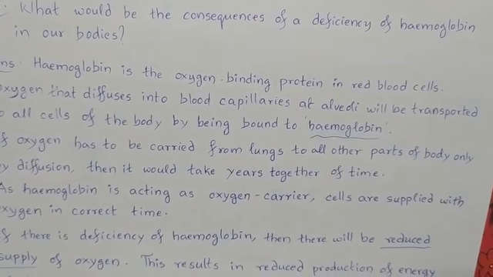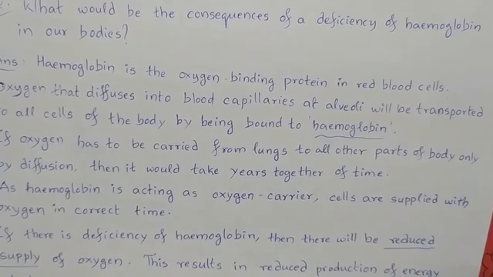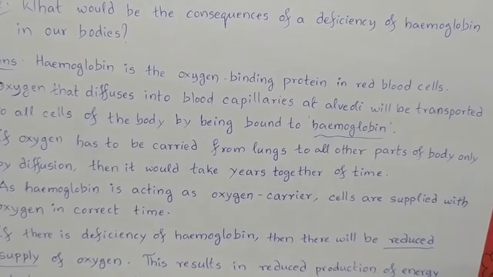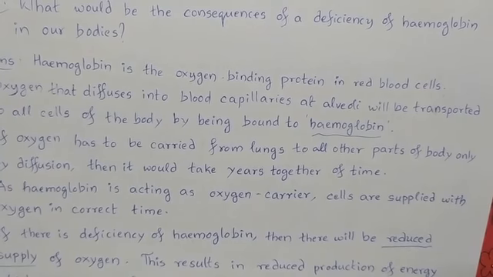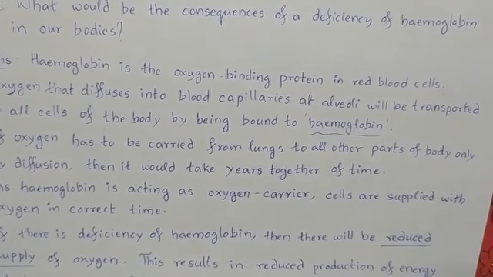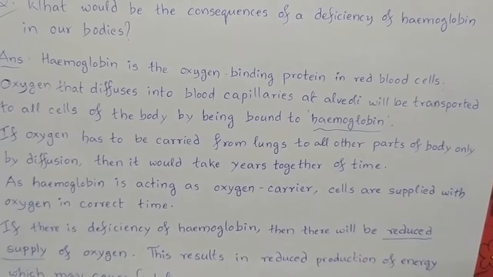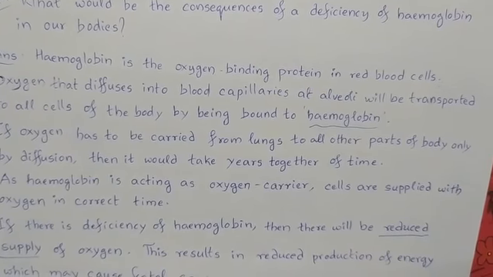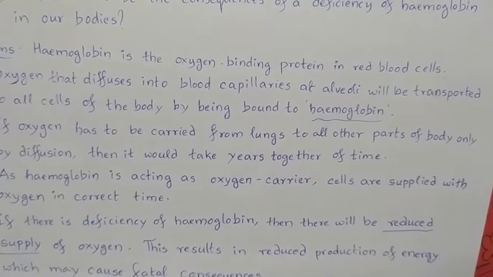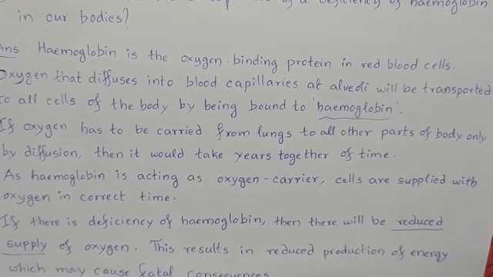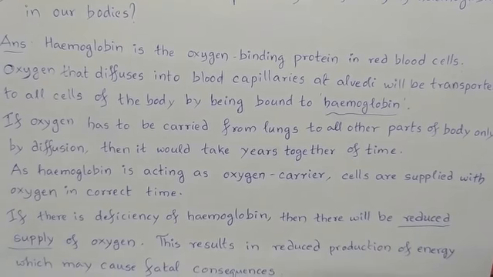Sir, when hemoglobin is not there, then how is oxygen transported? Oxygen can be transported a little bit by being dissolved in blood plasma, but it cannot be transported fully that way because of the low solubility of oxygen in blood plasma. So when hemoglobin is deficient, there will be a very much reduced supply of oxygen. That results in reduced production of energy, and this may cause fatal consequences also. So that is the final result of the deficiency of hemoglobin.